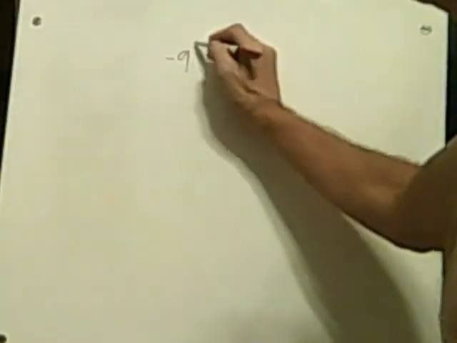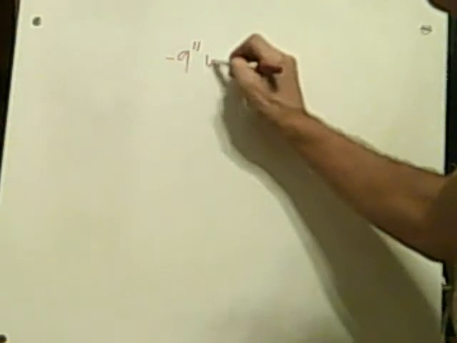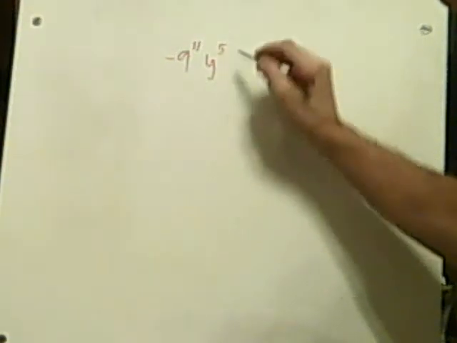Minus 9 to the 11 times y to the 5th. And this is the 5th order because this 9 is not a variable. It's just a number. It just happens to be expressed in an exponential form. So the answer is 5.